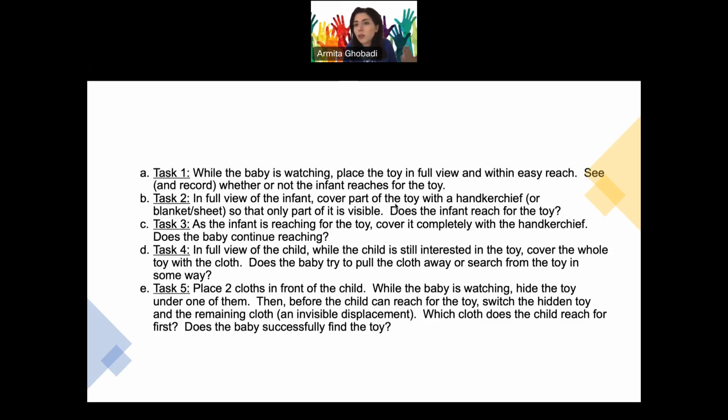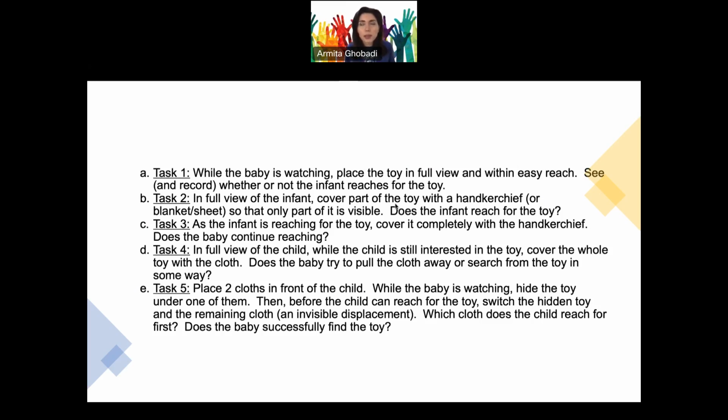You're going to just observe whether the infant reaches for that toy or not. In task number 2, you're going to do more advanced work. You're going to cover one part of the toy, and again, try to understand whether the baby reaches for the toy or not, whether they can understand this is the same toy but covered. In task number 3, you're going to cover the toy completely and see if the baby continues reaching or not.